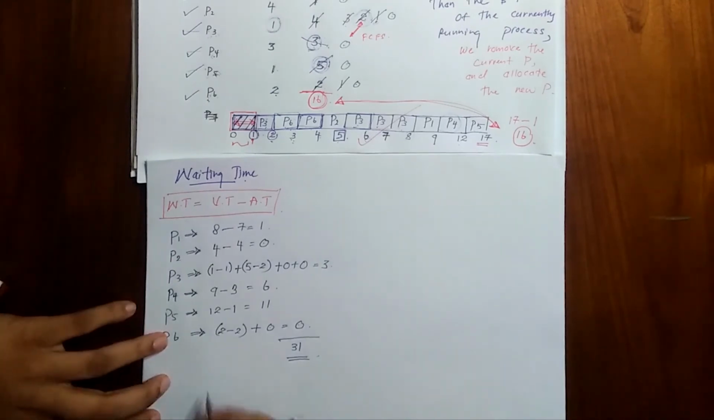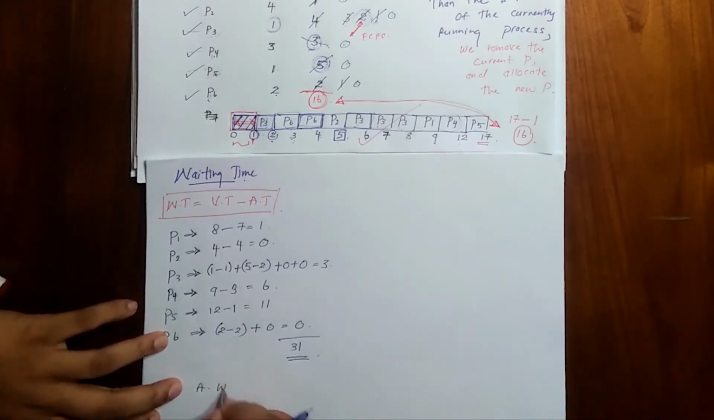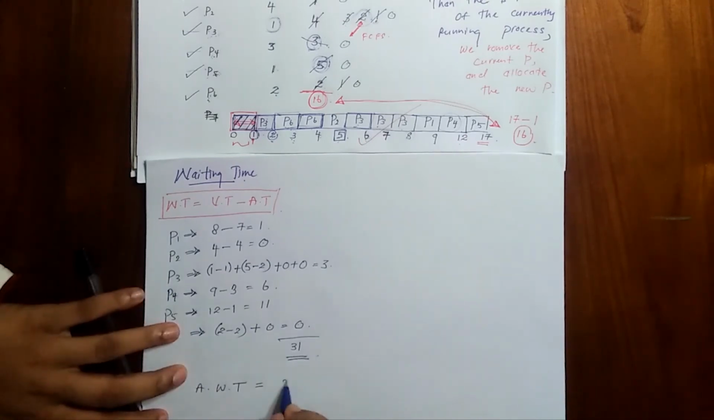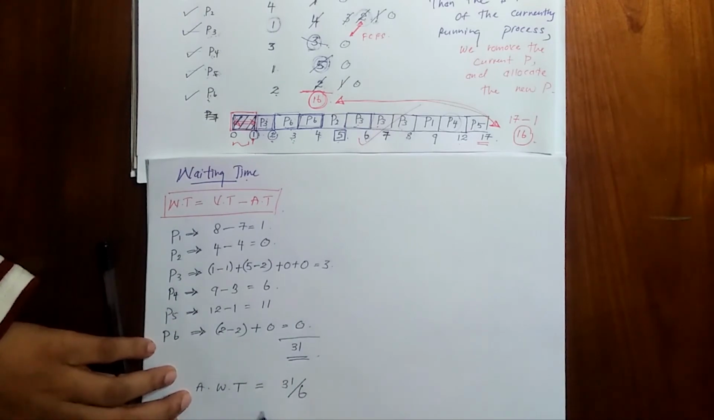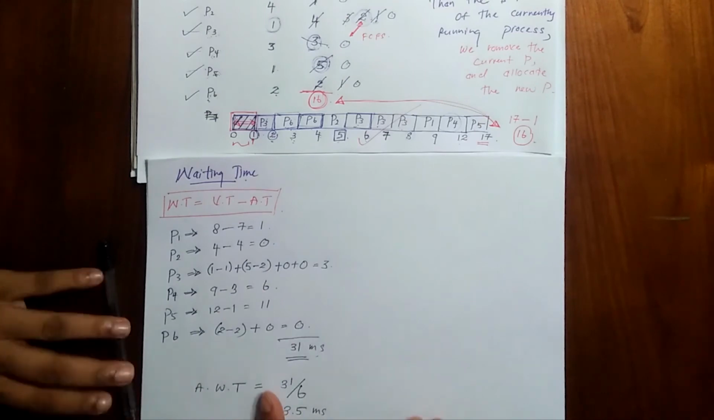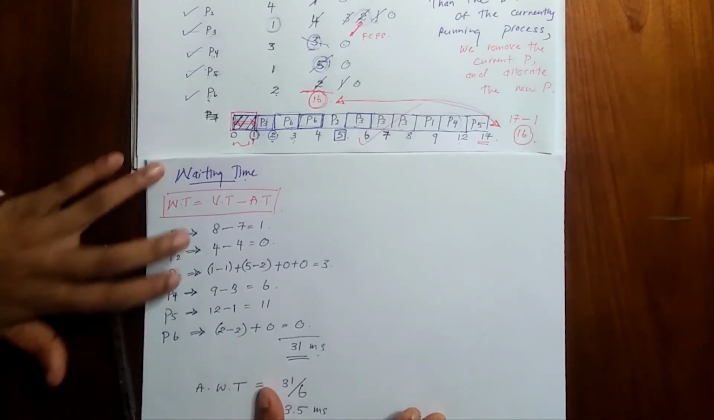and now the average waiting time is 31 divided by the number of processes. So here it is 6 and the answer becomes 5.17 milliseconds. Here also milliseconds. Right, so that is how we calculate the waiting time.